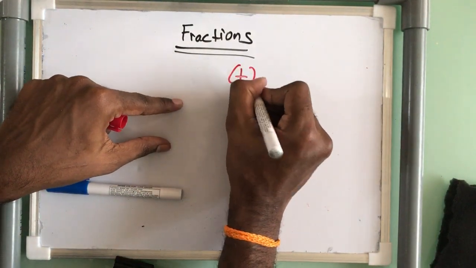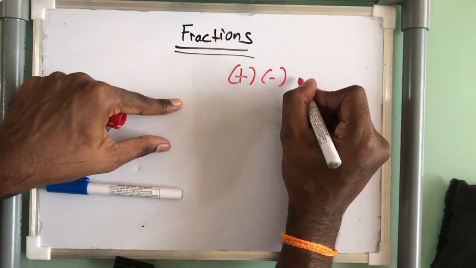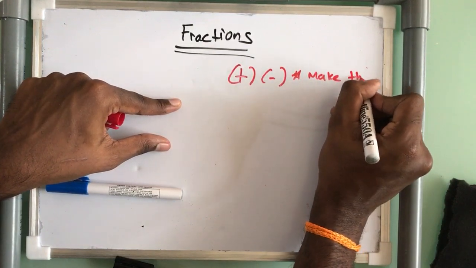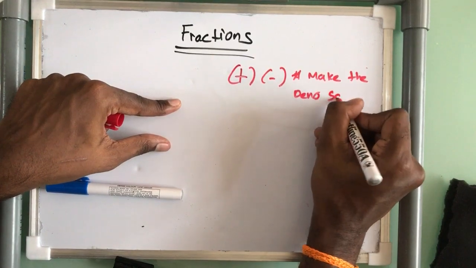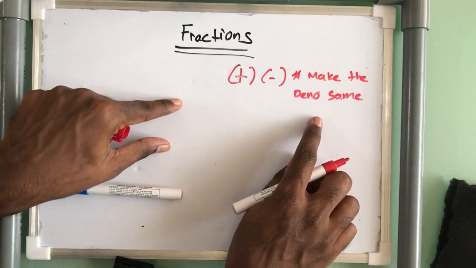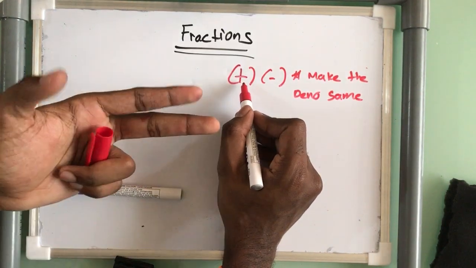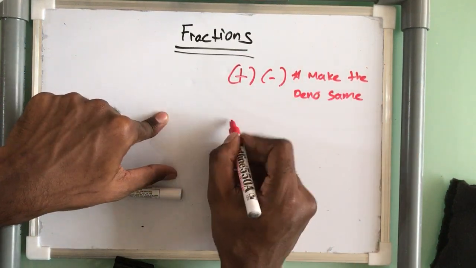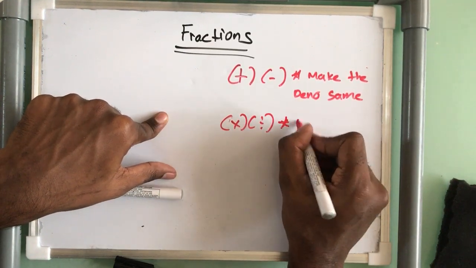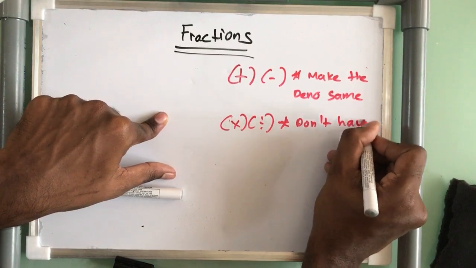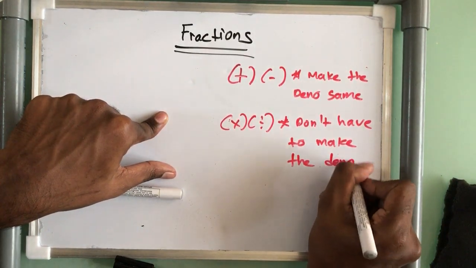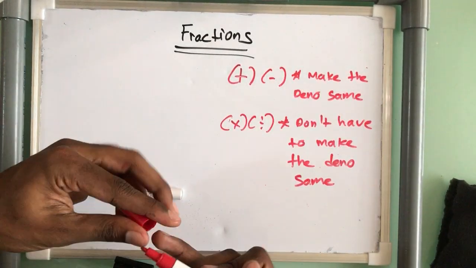If you ever have two fractions being added or subtracted, then you must make sure you obey this rule, which is to make the denominator the same. If you do not follow this rule, then whatever answer you get by solving the fraction will be wrong. So take note, when you have addition or subtraction in fractions, you must make the denominator the same. Same goes for multiplication and division, you don't have to make the denominator the same.